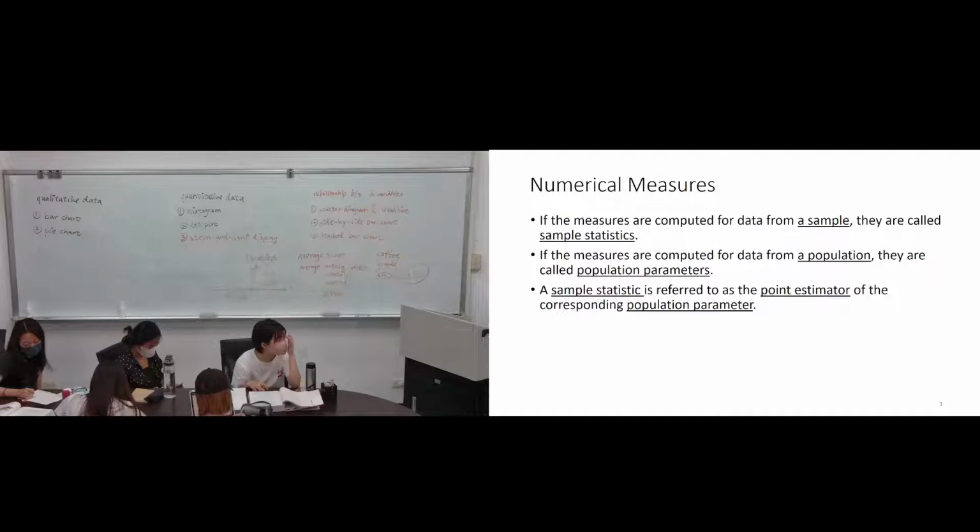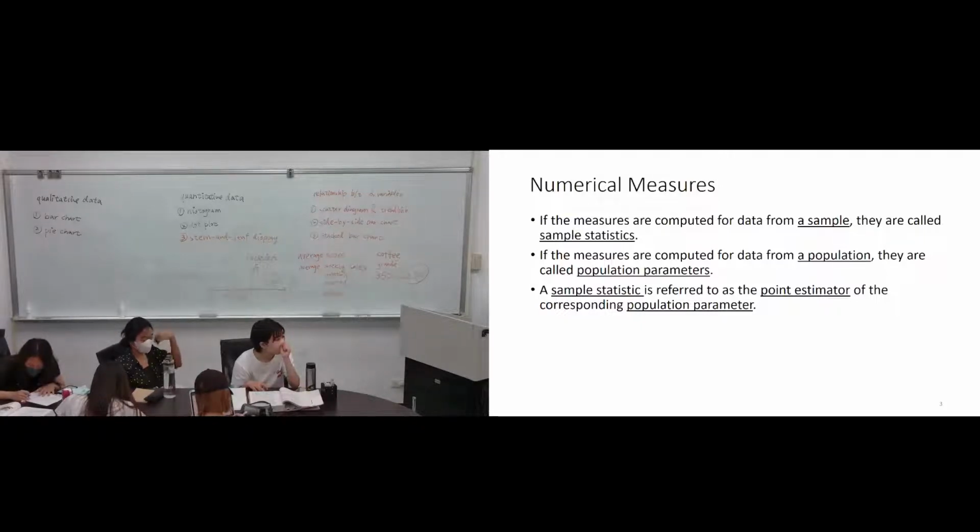If the measures are computed for data from the sample, we call that sample statistics. If the measures are computed for data from the population, these measures are called population parameters. And we would like to use the sample statistics as the point estimator of the population parameter.